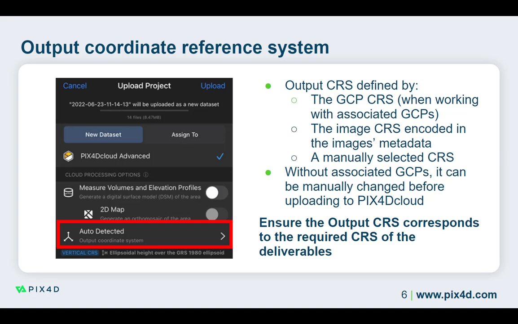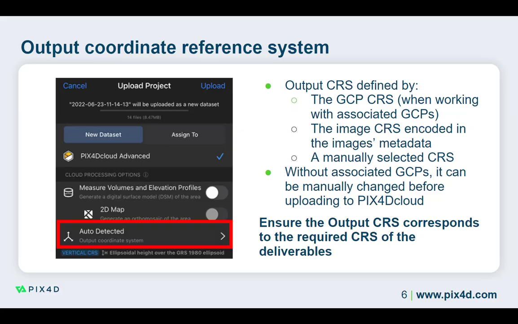By default, the output CRS is automatically detected based on the geographic CRS tagged in the images, projected using a UTM transformation corresponding to the location of the project area. This can be changed manually before uploading the dataset to Pix4Dcloud. Be sure to choose the coordinate reference system in which you want your outputs. If your project requires a specific coordinate reference system, choose the correct CRS before uploading. Changing the output CRS after the Pix4Dcatch project has been uploaded to Pix4Dcloud is impossible.